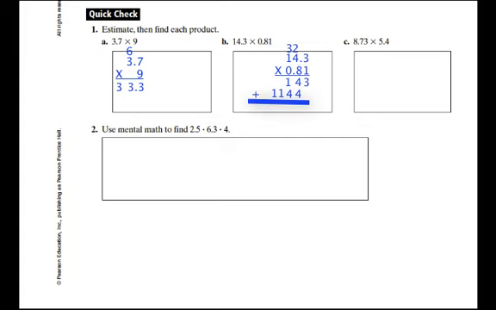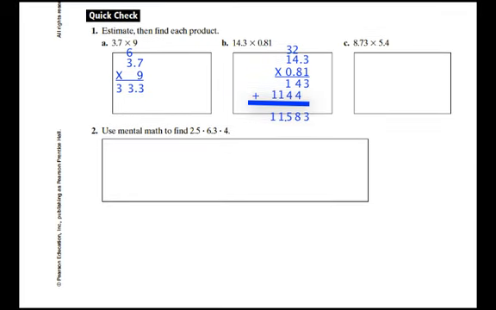3 plus 0 is 3. 4 plus 4 is 8. 1 plus 4 is 5. 1 plus nothing is 1, and 1 plus nothing is 1. Now we're ready to count the number of digits after the decimal point in the problem. We have 3 numbers after the decimal point in the problem. So we have to have 3 numbers after the decimal point in our answer. So our decimal point needs to be placed between the 1 and the 5.